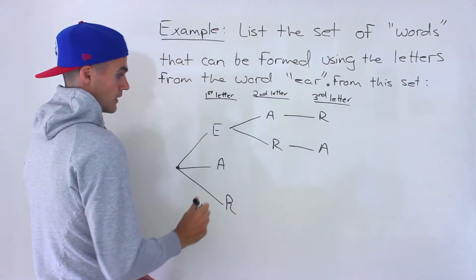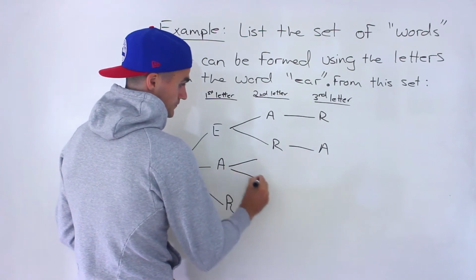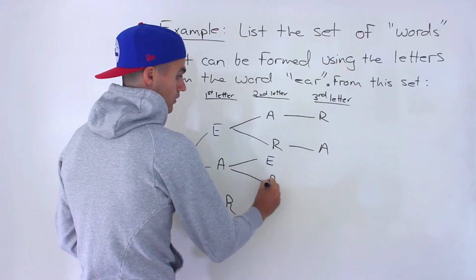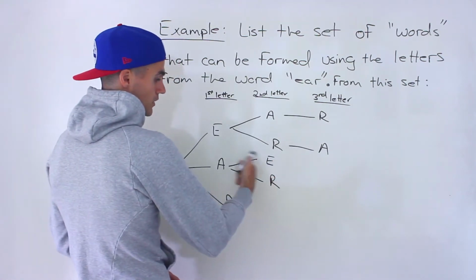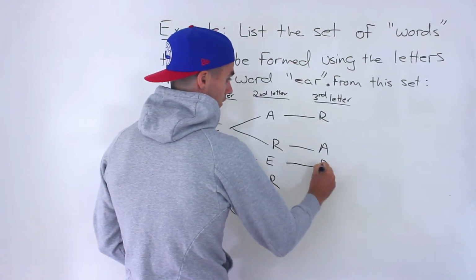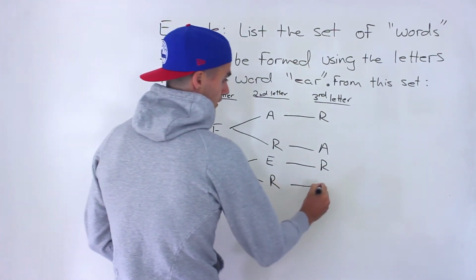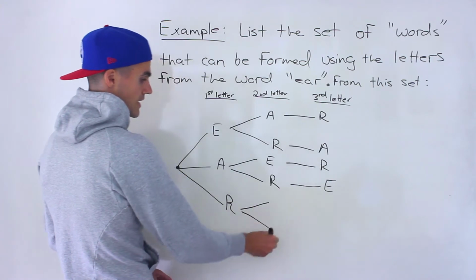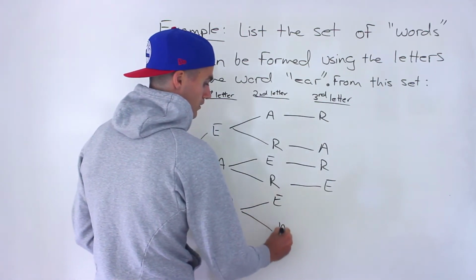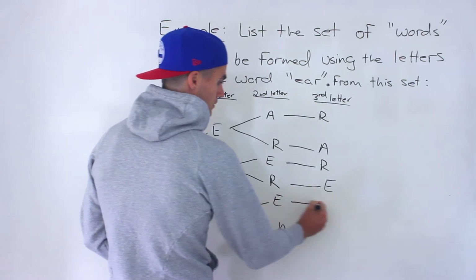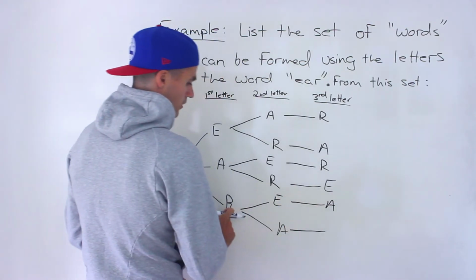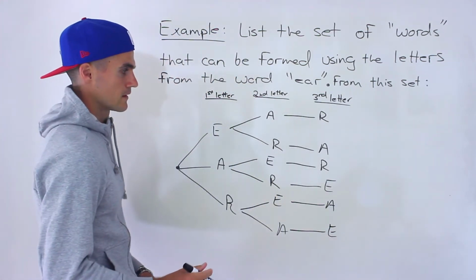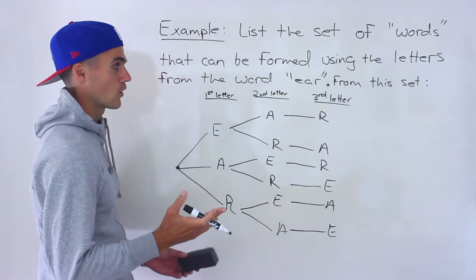All of this over here. Now, if we pick A for the first letter, then for the second letter, we could pick either E or R. And then if we pick E over here, A and E, what would be left? R. If we pick A and R here, what would be left? E. And then here, if we pick R for the first letter, for the second letter, we can pick E or A. If we pick R, E here, we'll be left with A. And then over here, if we pick R and A, we'll be left with E. Like that. So those are all the different words that we can make.